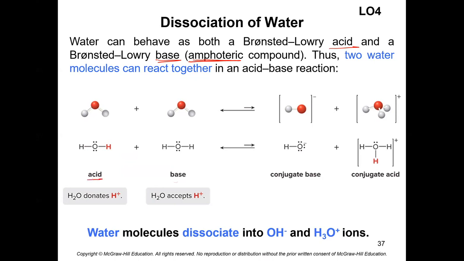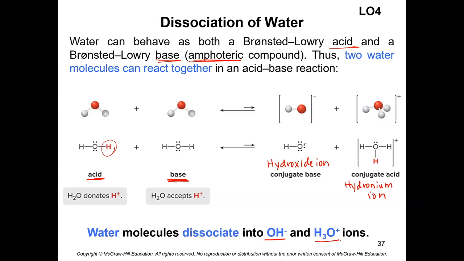So you can see here we have our water acting as an acid, another water molecule, H2O, acting as a base. Okay? So this water molecule is going to donate its proton, and this water molecule on the right-hand side is going to accept it. Okay? So when the acid donates its proton, it becomes a hydroxide ion. Okay. And when the water acting as a base accepts it, it becomes a hydronium ion. So basically what this means is that water molecules can dissociate into ions. Specifically, they dissociate into OH- and H3O+ ions.